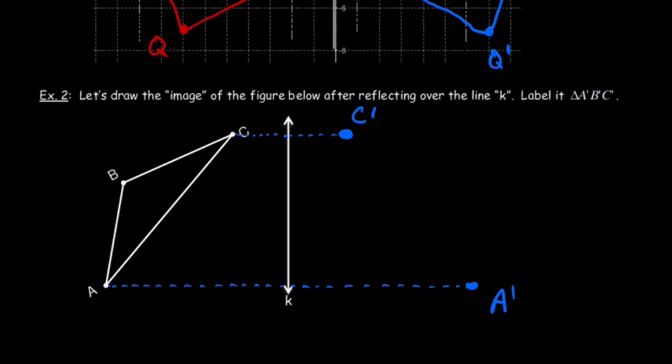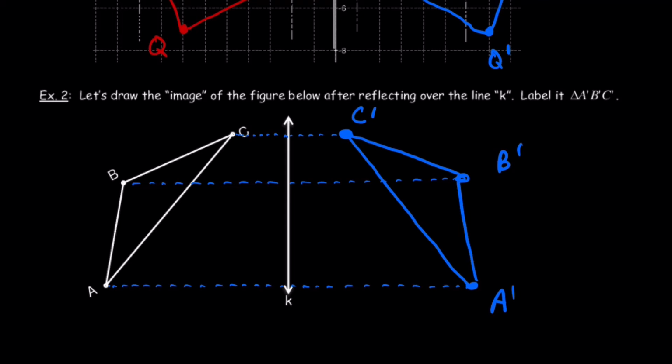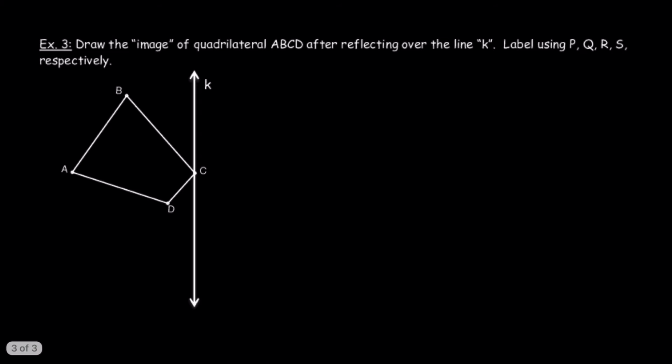That would be A prime. And then B, that approximate distance over here, and that'd be B prime. So if I had to do this freehand, I might get something that looks sort of like that. Okay? All right, let's move on. We'll do one more of these, then we'll just have to label some points that have been reflected already.